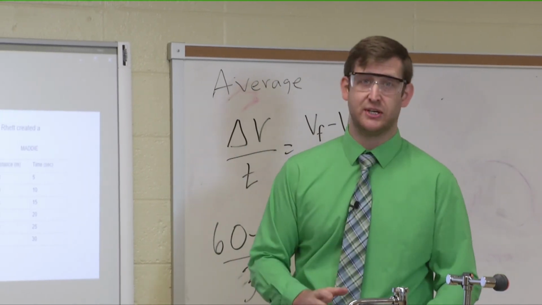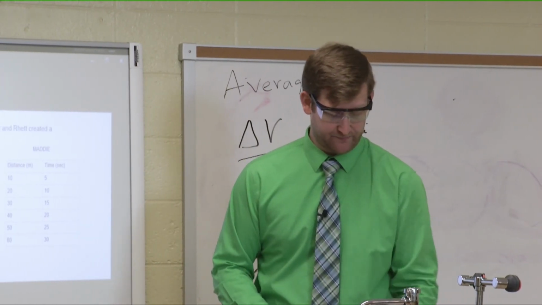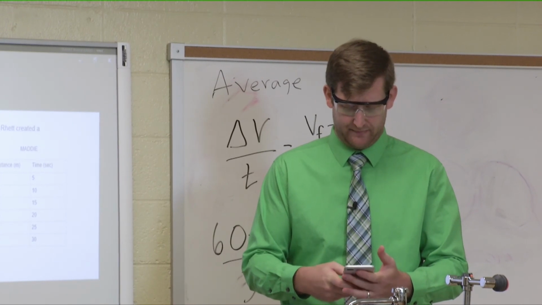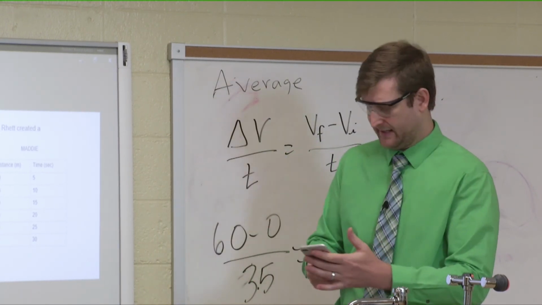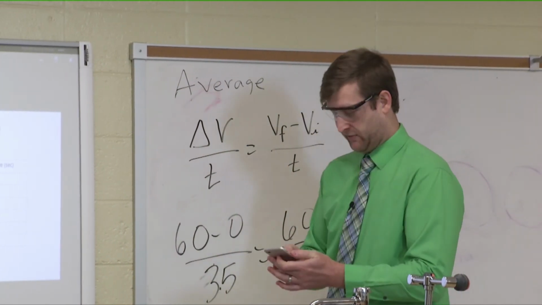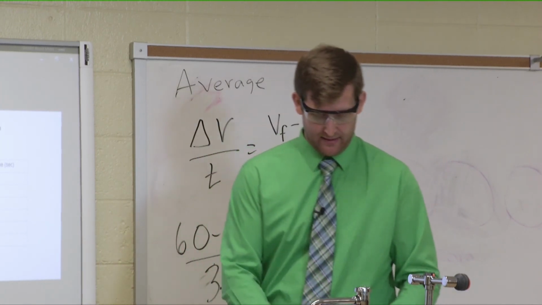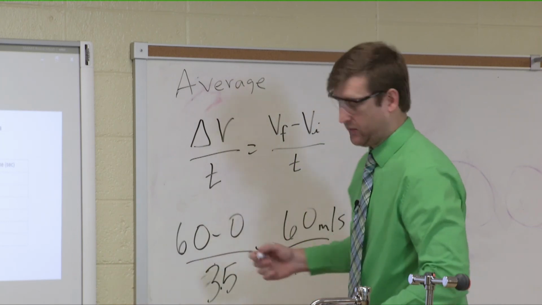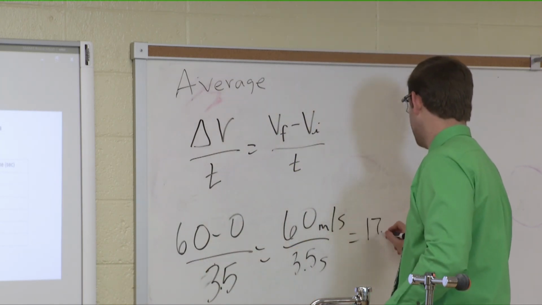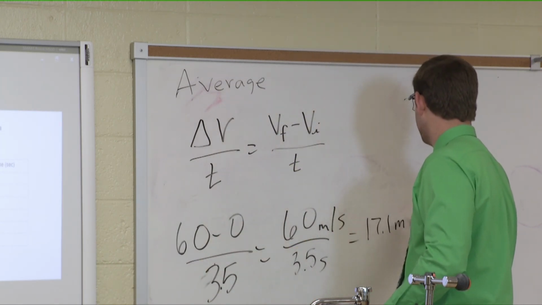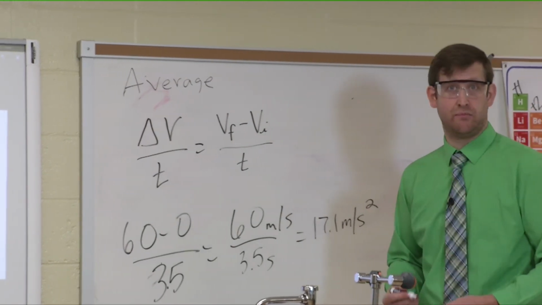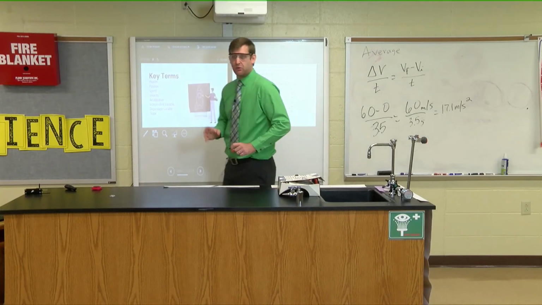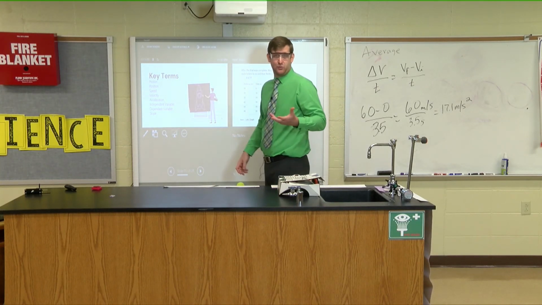You want to make sure that you keep your units because you can't have an answer without units. Remember from last week. So you take 60 divided by 3.5, and the average acceleration of that vehicle would be 17.1 meters per second squared. All right. So we're still reviewing from last week, just in case you weren't here.